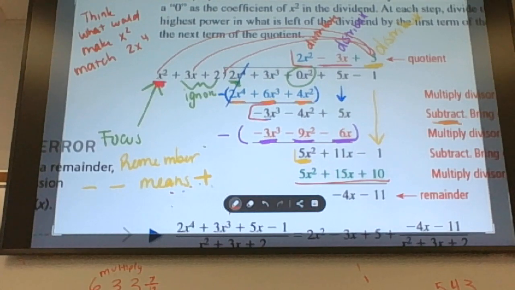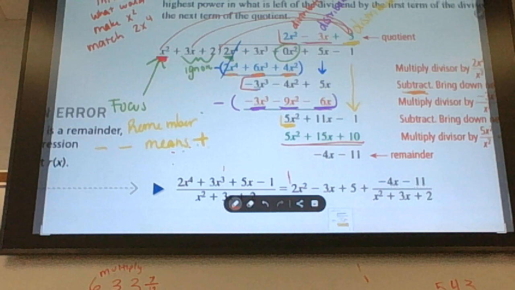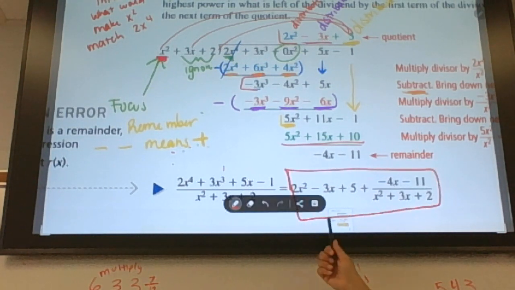Now we need to see, how did they show the remainder? This is, I'm going to box the answer. This is the answer, okay, down here. This came from the top, whatever is written on top of the long division bar.